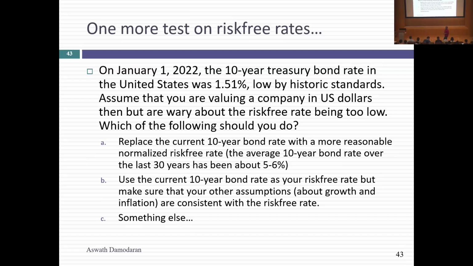A couple of final loose ends about risk-free rates. On January 1st, 2022, as I was teaching this class, the T-bond rate was at 1.5%. And the reaction people had was, that number looks too low. In fact, we spent an entire decade where analysts looked at risk-free rates in the US and Europe and said, that number looks too low. And the minute you say that, you're going to be lost, because what's your next reaction? If it looks too low, let me replace it with a number that's more reasonable.